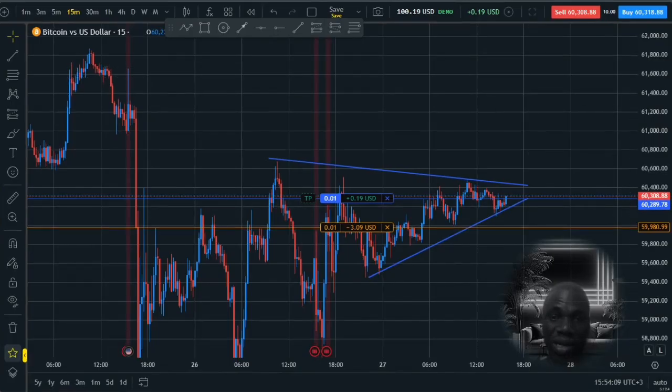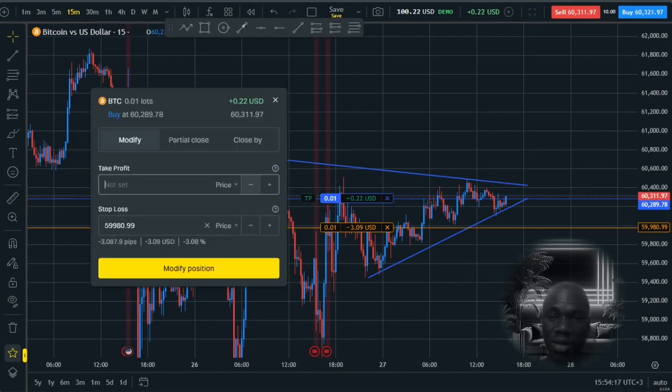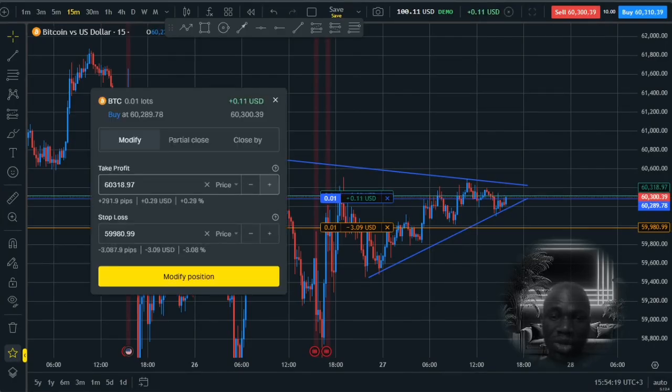Let's take a look. Now stop loss should be set below here. Then what is your target? Your target should be around here, above the structure.